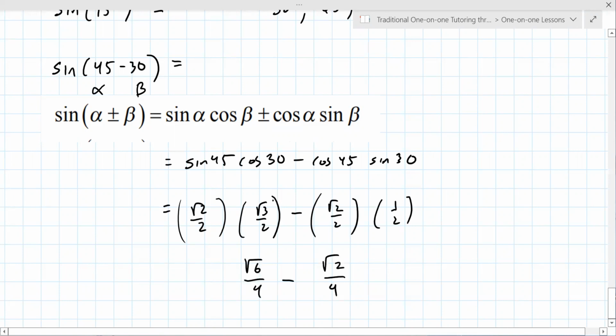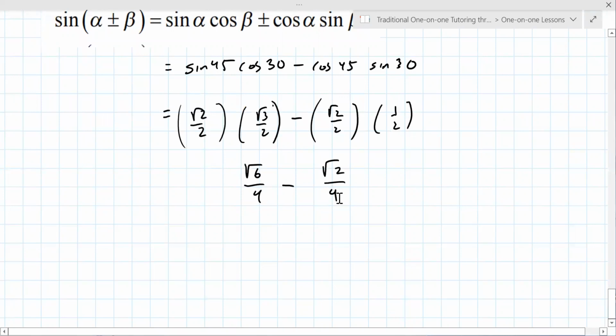Now, this is important. They always have the same denominator, always. So if you get a different denominator, you have done something wrong. So that's a little check there. To me, it doesn't matter how you write it, but your instructor probably wants to make it a little more compact like that.